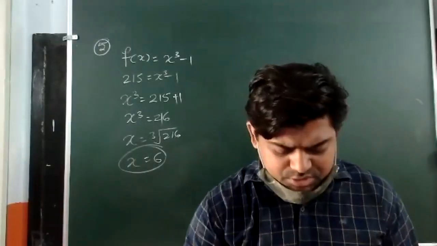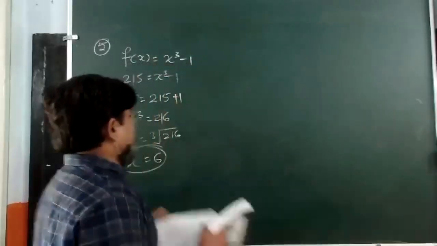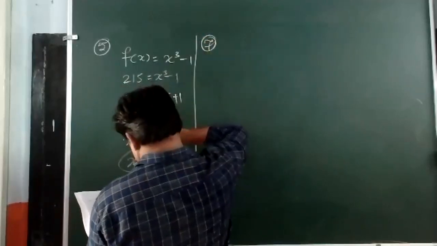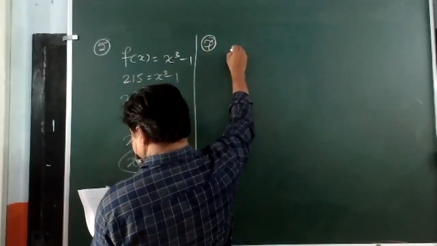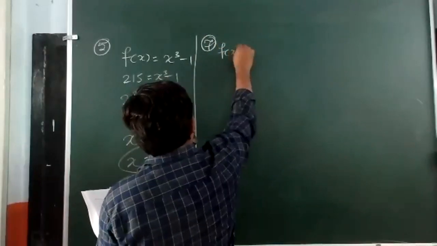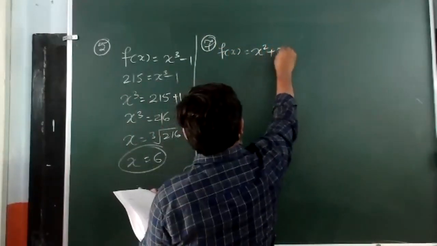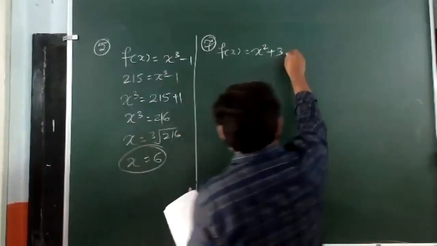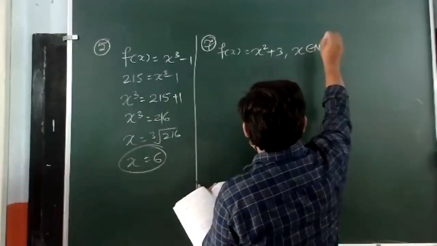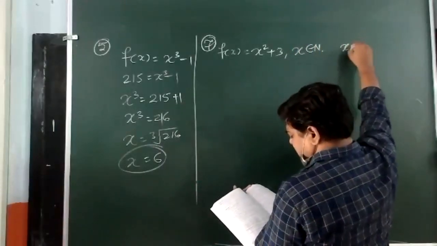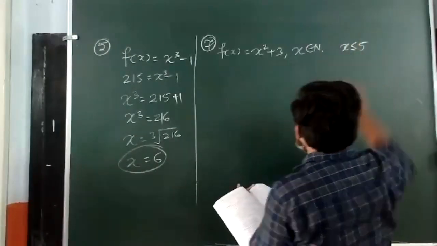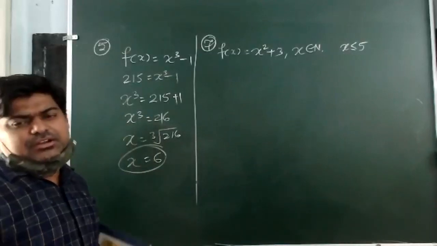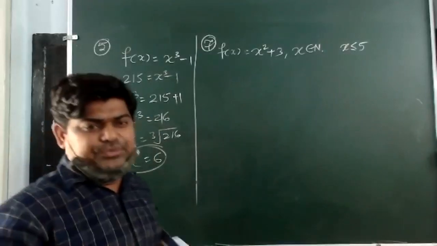Now see, question number 7 is there. In question number 7, let me write the question here. It's written f(x) is equal to x square plus t. X is belonging to natural numbers. X is less than or equal to 5. These things have been given. The first question is to find the range of it.